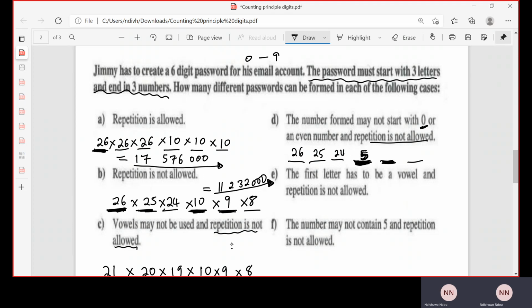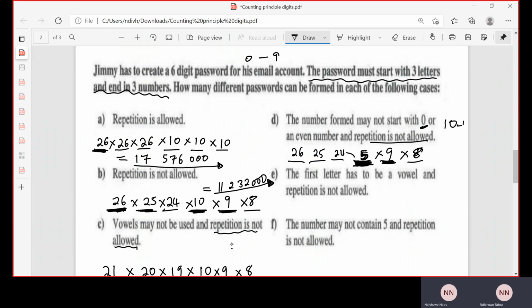But then because the repetition is not allowed, we go from the total of 10, we remove the digit that is going to sit here. It is 1 digit. Then you'll be left with 9 choices. Then repetition is not allowed. You'll be left with how many? 8 choices. So don't forget that.